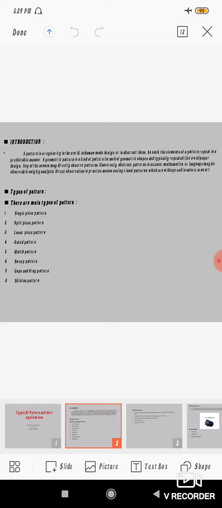Next is types of patterns. So there are main types of patterns: single piece pattern, split piece pattern, loose piece pattern, gated pattern, match plate pattern, sweep pattern, cope and drag pattern, and last is skeleton pattern.